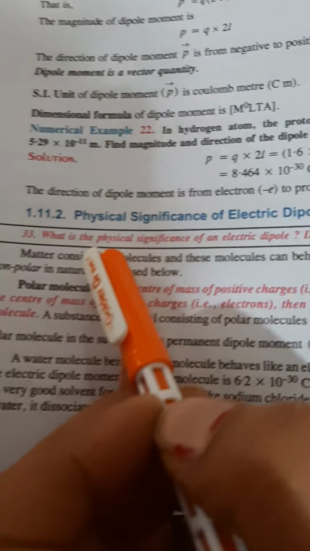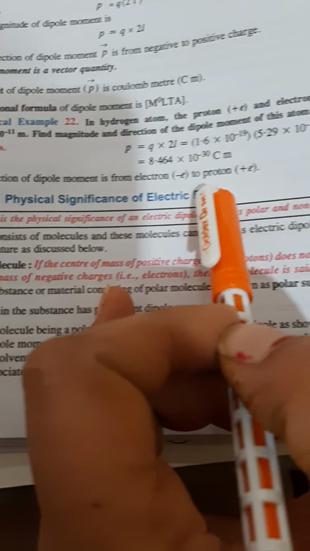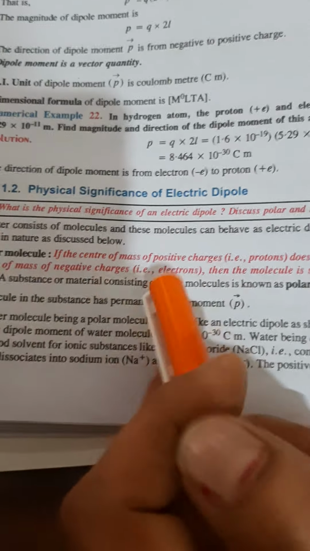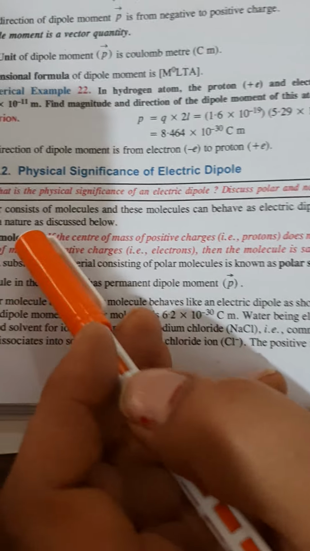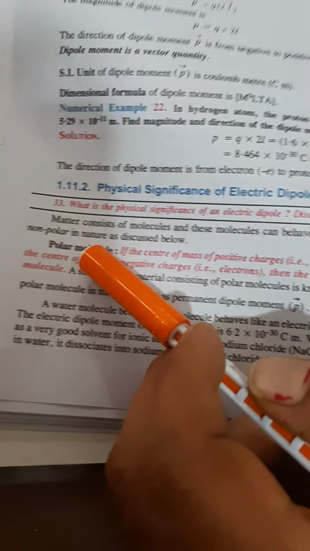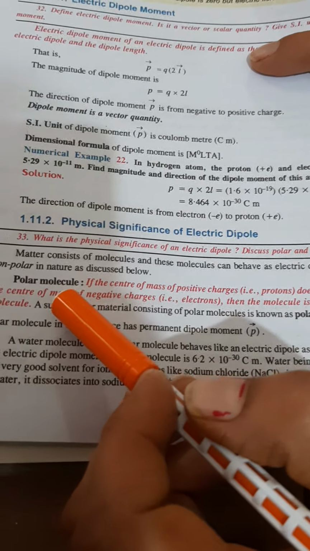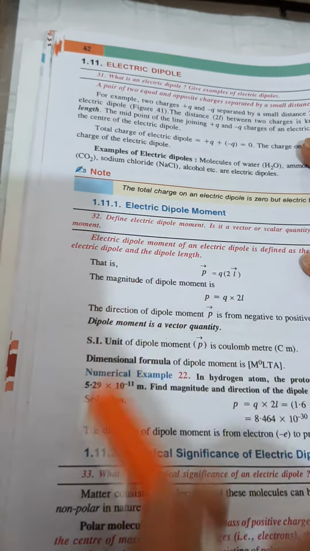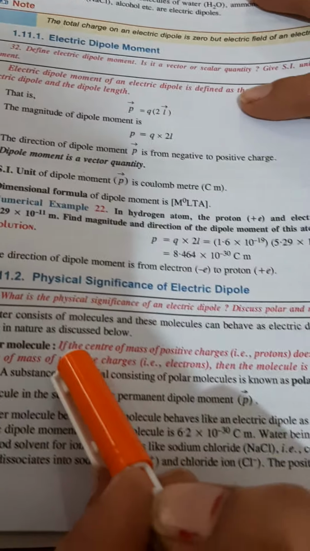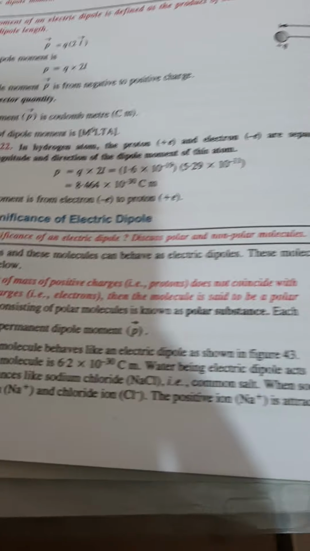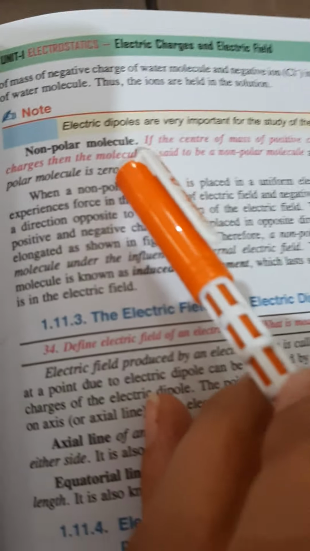The next topic is the physical significance of electric dipole. What is its physical significance? In chemistry, you have done some molecules like polar molecules and non-polar molecules. Polar molecules are those molecules which contain opposite charges on their atoms. In the same way, in terms of electric dipole moment, we can define them. Those molecules which have a net electric dipole moment are known as polar molecules, and those molecules which do not have a net electric dipole moment are non-polar molecules.